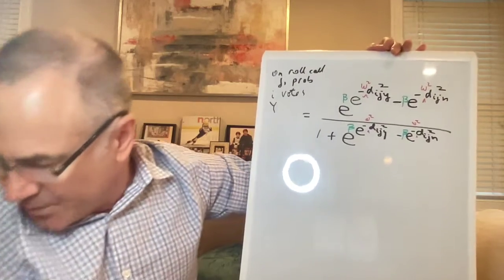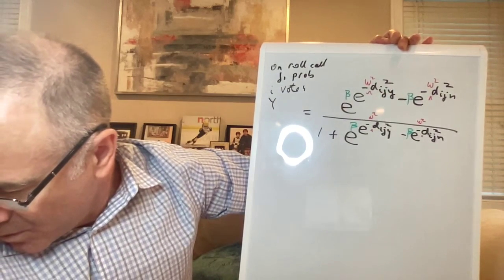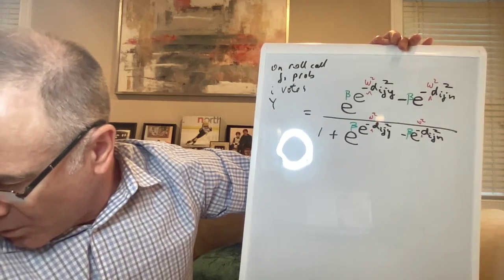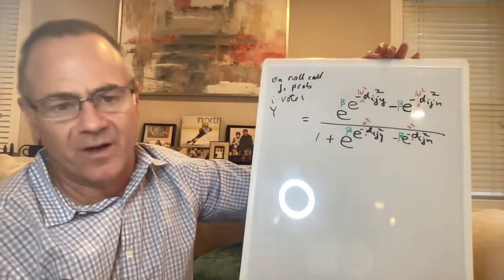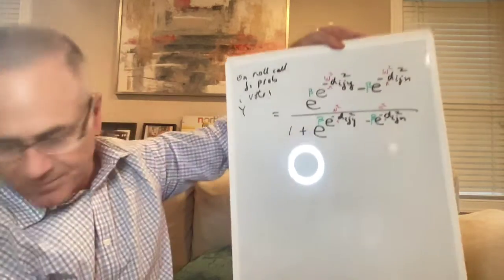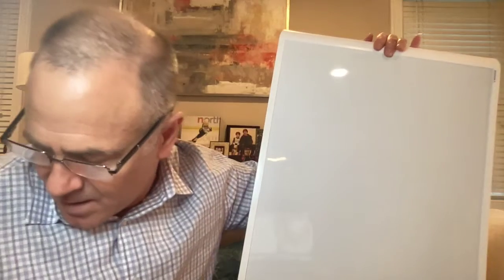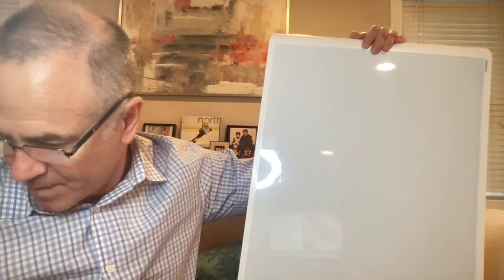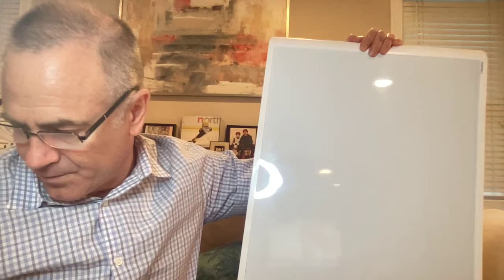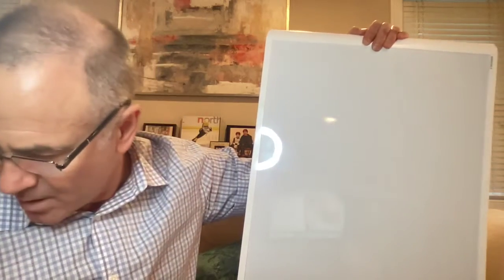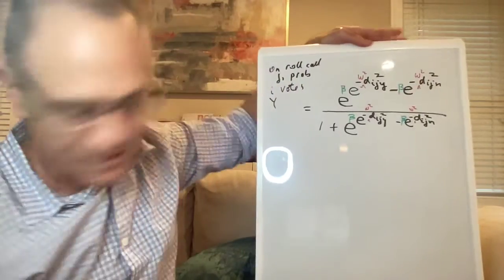Let me show you what the likelihood function is going to look like now. One more thing before I do this. Let me show you how you can rewrite this.